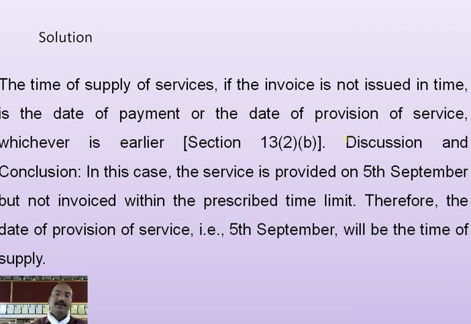If the invoice is not issued, then you have to consider the provision of service. Provision of service means when the service is delivered or planned to be delivered. So out of the payment or provision of service, whichever is earlier is considered. 5th September is the tentative last date of service, and the payment was in December. So out of these two, the 5th September is earlier, because it is based on the tentative provision of service.